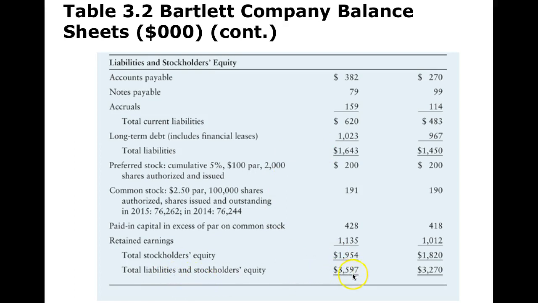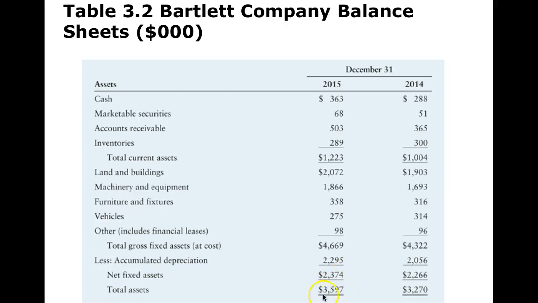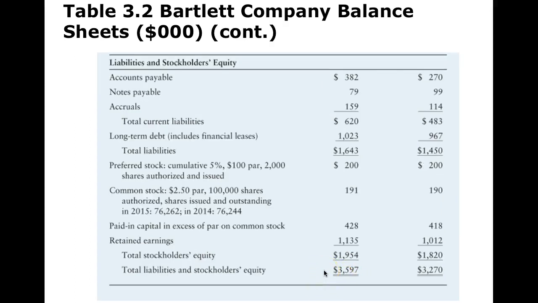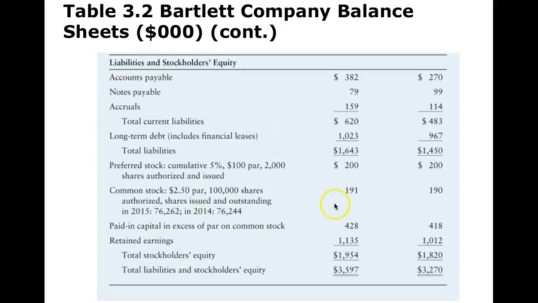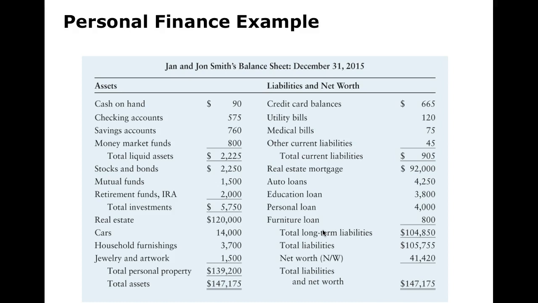So you see this 3597? That's the same as assets. So assets have to match our total liabilities and shareholders' equity. And the reason they match is because anytime we accumulate assets, we generally use equity and liabilities to pay for them. So that's how the balance sheet stays in balance.